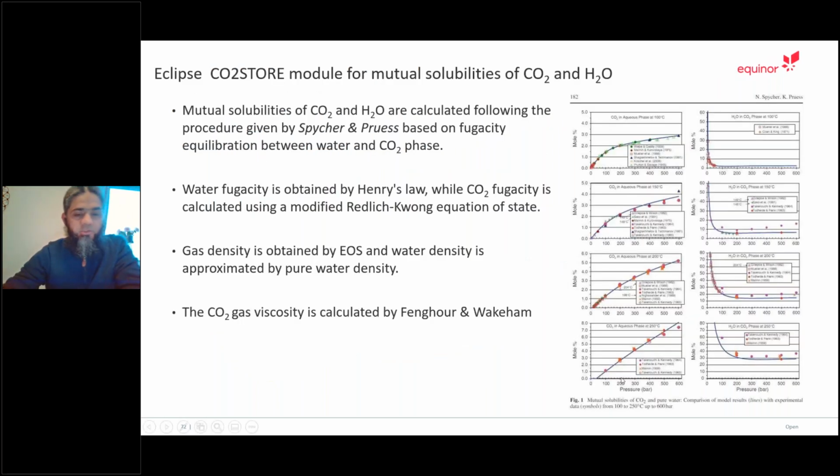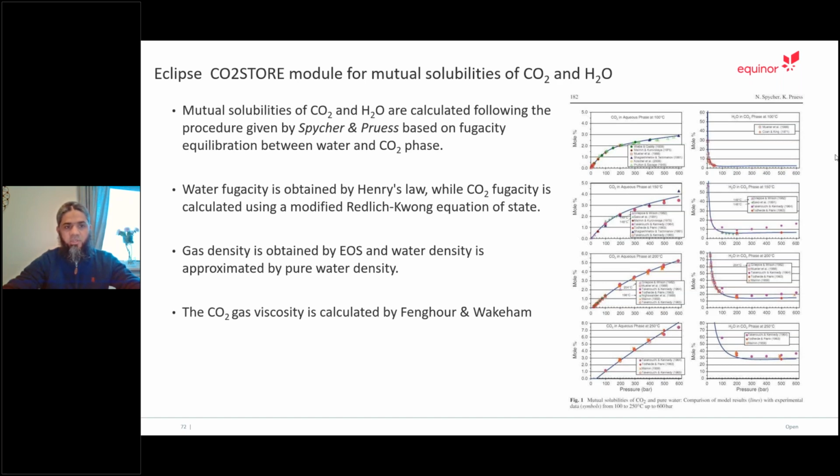I have used the Eclipse 300 model to simulate CO2 dissolution. Eclipse 300 compositional has different options. One is the CO2 Store module, another is CO2 Sol, which is used for depleted oil reservoirs, and then there is GasWat, which is used for depleted gas reservoirs. But I have used this CO2 Store module, just a few lines to understand how this model works.